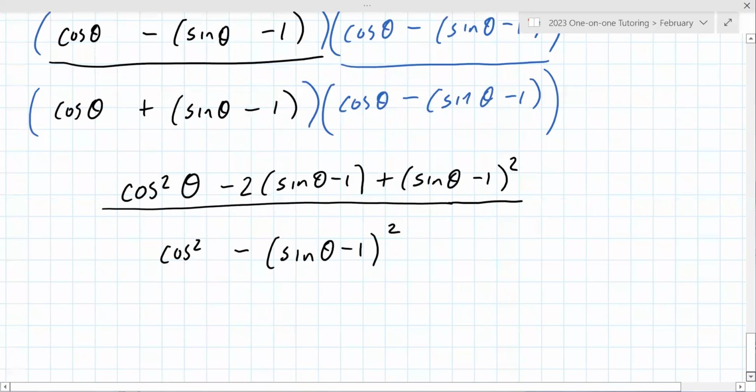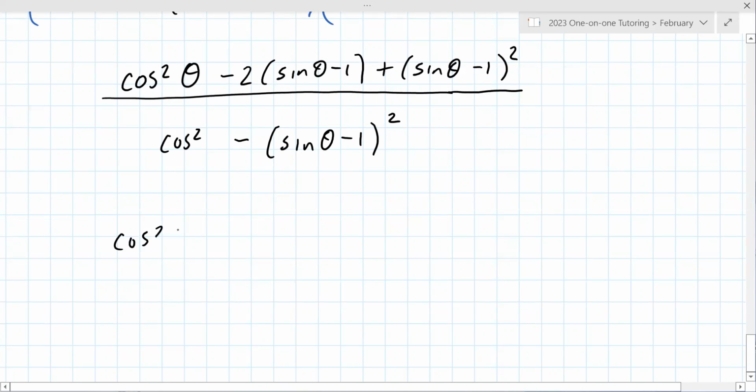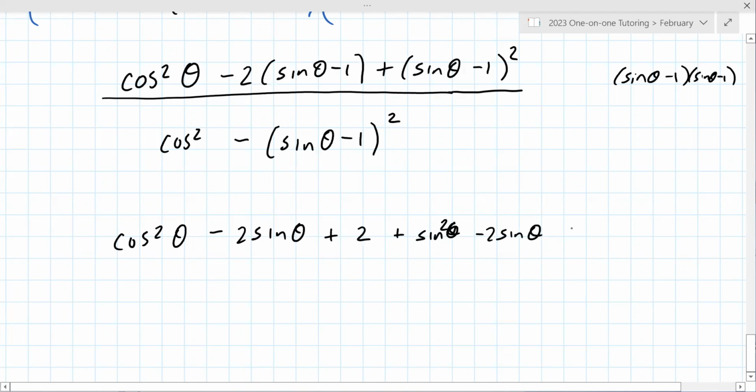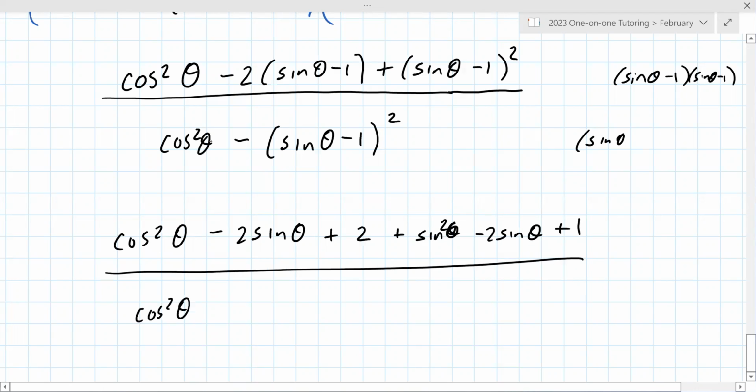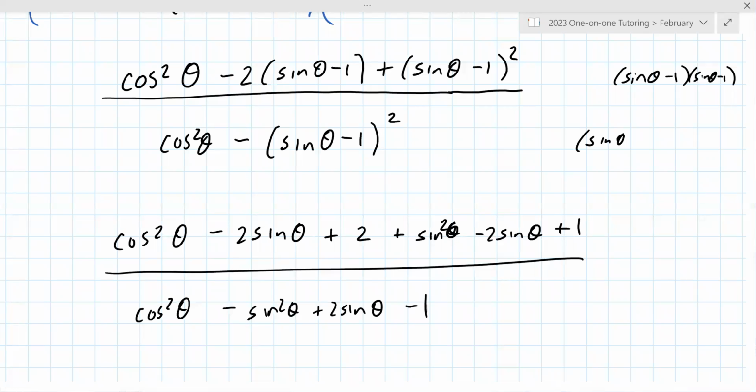All right, so now in the numerator, I'm going to expand. We have cosine theta minus 2 sine theta plus 2. And then for this one on the right, if you're going to FOIL it, write out sine theta minus 1 times sine theta minus 1. Don't try to just square. So it becomes sine squared theta minus 2 sine theta plus 1. Same thing for the bottom: cosine squared theta minus sine squared theta plus 2 sine theta minus 1. It matches, these last three terms just opposite in sign.